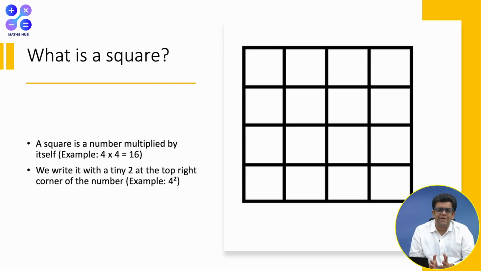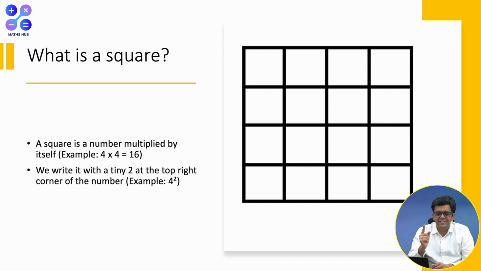First, what is a square? A square is a number multiplied by itself. My visual understanding of a square is a square like this, right? A 4 by 4 grid, simple, 16 squares over there, 4 into 4, 16. This visual metaphor is incredibly useful while understanding and calculating squares. This visual metaphor is going to be the foundation of us calculating 1 to 100 squares in a jiffy.